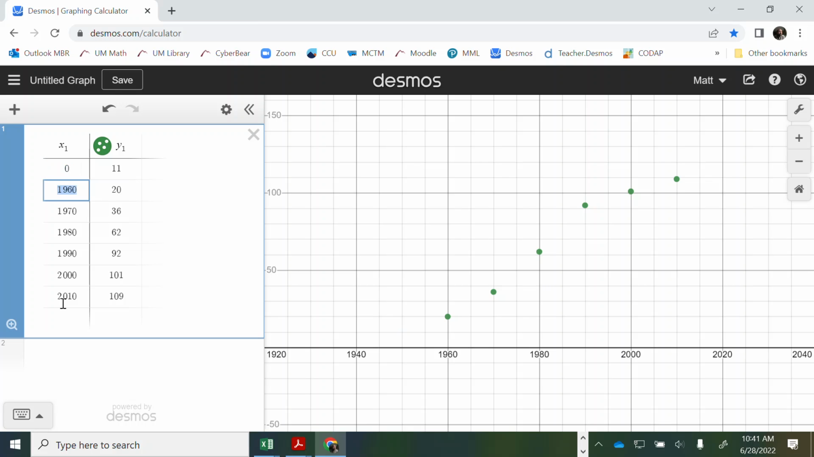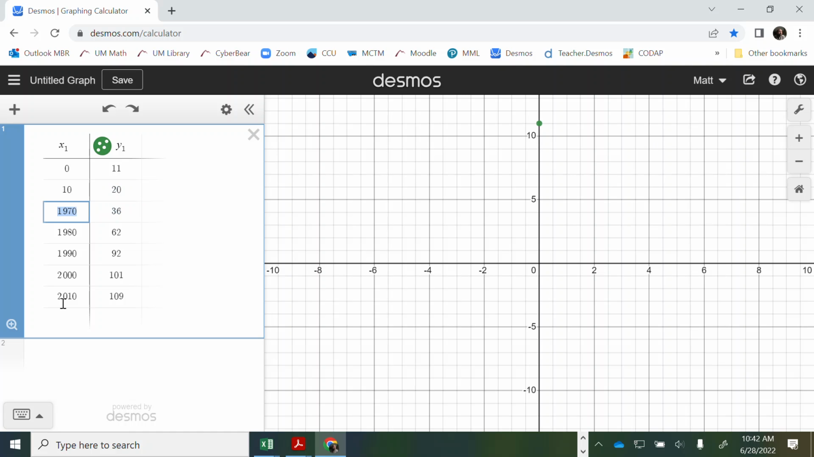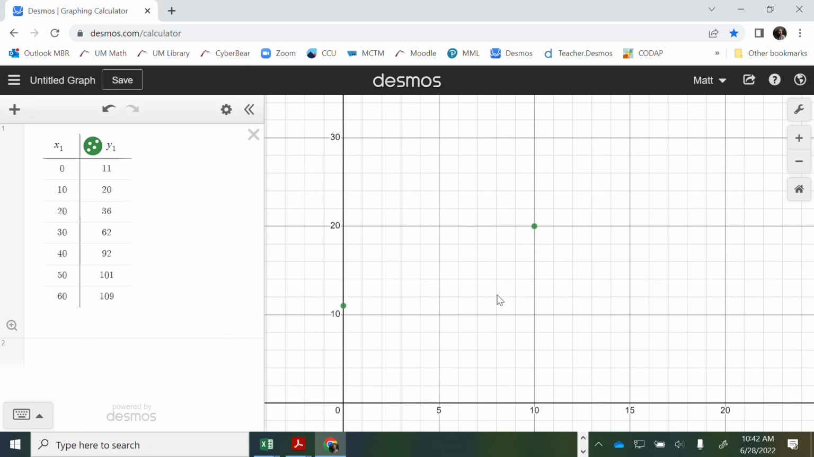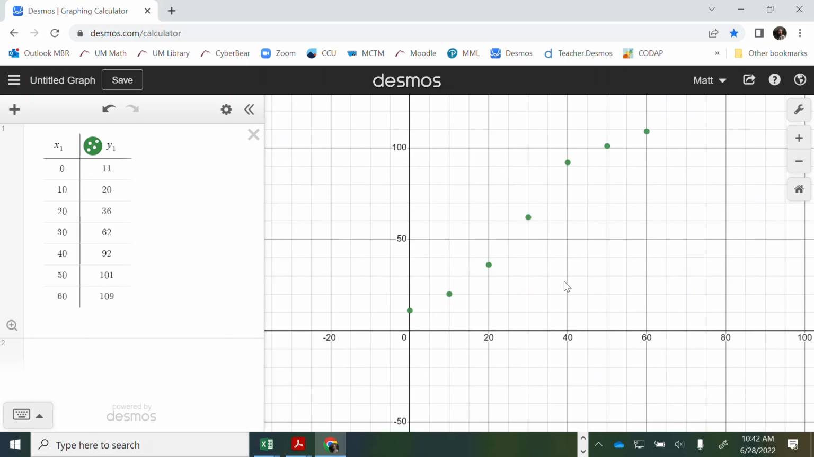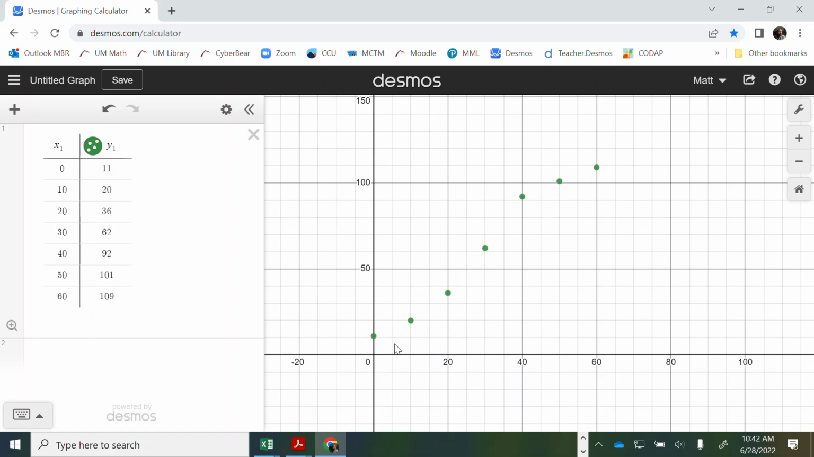I'm going to make this 0, then this would be 10. Oops. Undo. Let's see. And this one would be 20, and this one would be 30, and this one would be 40, and this one would be 50, and this one would be 60. So 60 years of data. Of course, that adjusts the graph quite a bit. We get something that looks more like this, and has a starting y-intercept of about 11, it looks like.